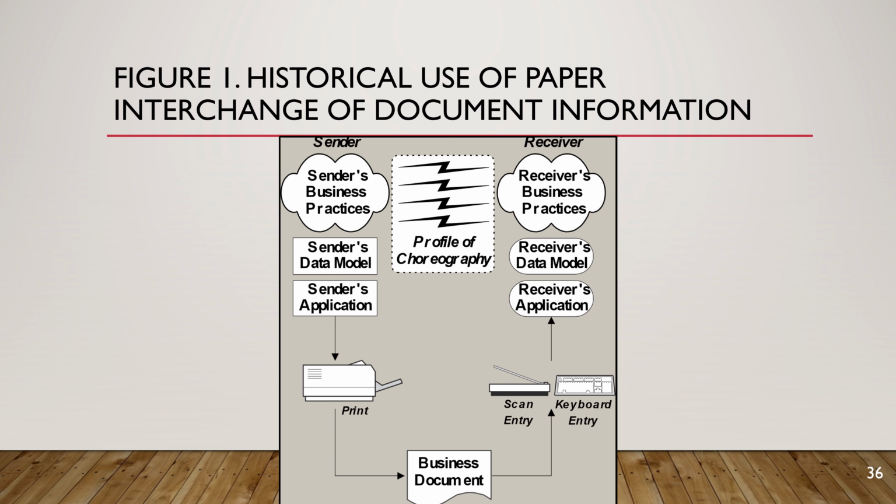I've extracted several figures from Ken's white paper. First of all, we have the sender on the left and the receiver on the right. Historically, there's been the exchange of paper or the exchange of faxes, and that is what we see illustrated here. The sender's data model went into the sender's application on the left. It was printed out in the sender's format, sent as a business document, where it was scanned and transcribed into the receiver's application and the receiver's data model. And so this is what we're trying to fix. This is really the core problem we're trying to fix with InterCredentials.